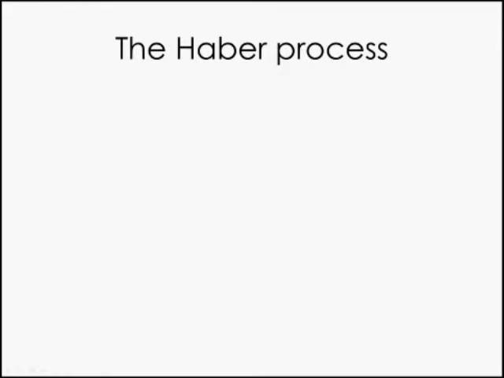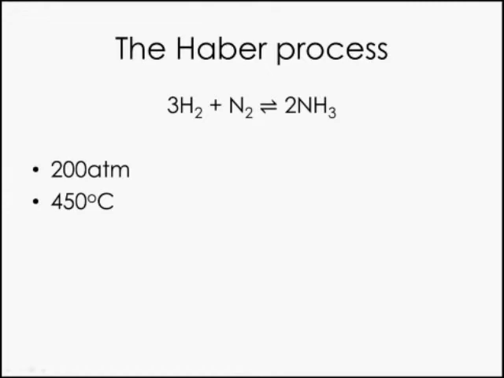So now we're going to look at how ammonia is made in industry. We use a process called the Haber process, where we collect nitrogen from the air, and hydrogen from natural gas, and react them together to form ammonia. There's the balanced equation. We do this under the conditions of 200 atmospheres pressure, 450 degrees centigrade, and we use an iron catalyst.